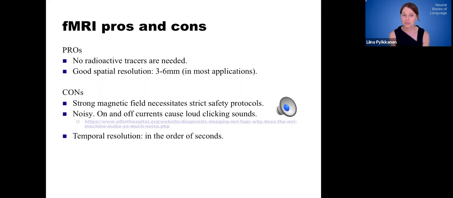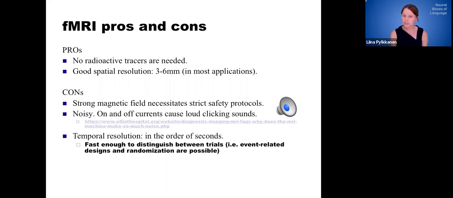The temporal resolution of fMRI, because it's a hemodynamic technique, is not great. It's in the order of seconds. So it's better than PET, but it's still too slow to, for example, characterize the detailed time course of linguistic processing. That's something that we'll keep in mind throughout this course. It is fast enough to distinguish between trials, so you can design an fMRI experiment where the trial types are mixed as opposed to just blocked.